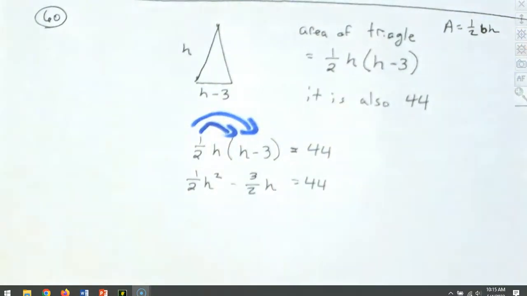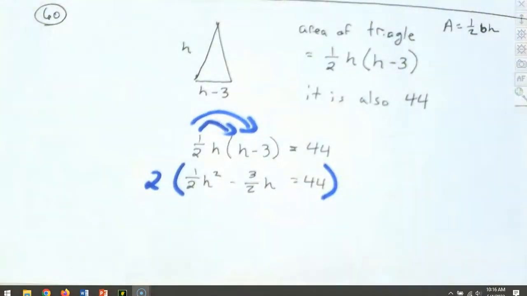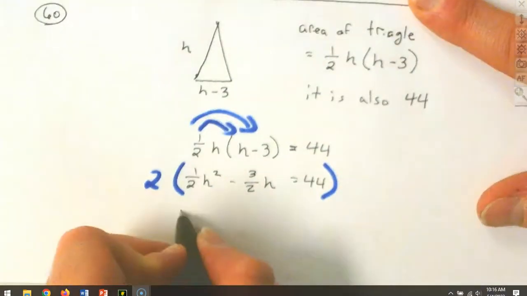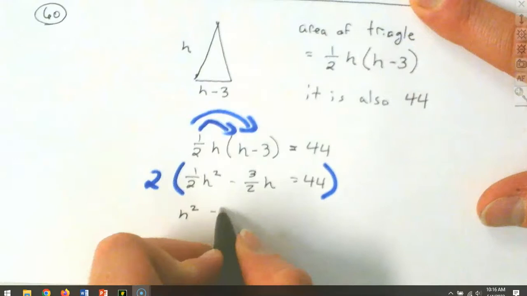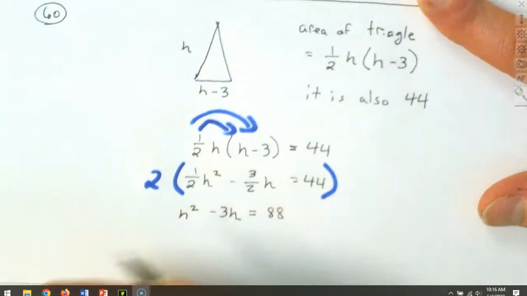We need to now clear our fraction. So to clear the fraction, we're going to multiply everything by a 2. That'll clear out all of our fractions. So let's go ahead and multiply everything by a 2. And that's going to give you h squared minus 3h equals 88.